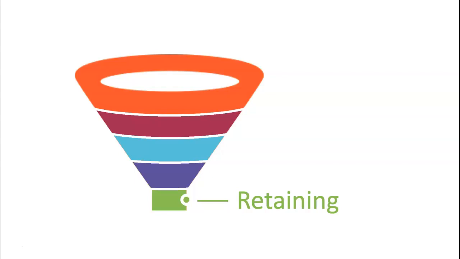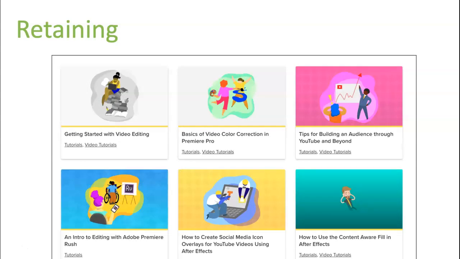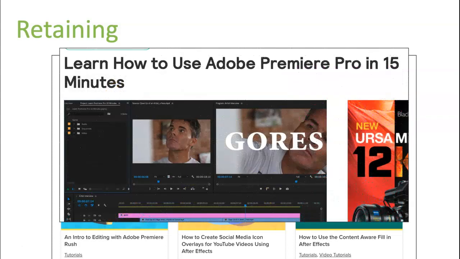But where SEO content can be very helpful at the retaining phase is providing something that's similar to what you see at the awareness phase. And that is giving them content on how to use your products in depth. So having, learn how to use Adobe Premiere Pro in 15 minutes. This might be something that Adobe would have on their site. This sort of content would still also be helpful for some of the other phases as well.